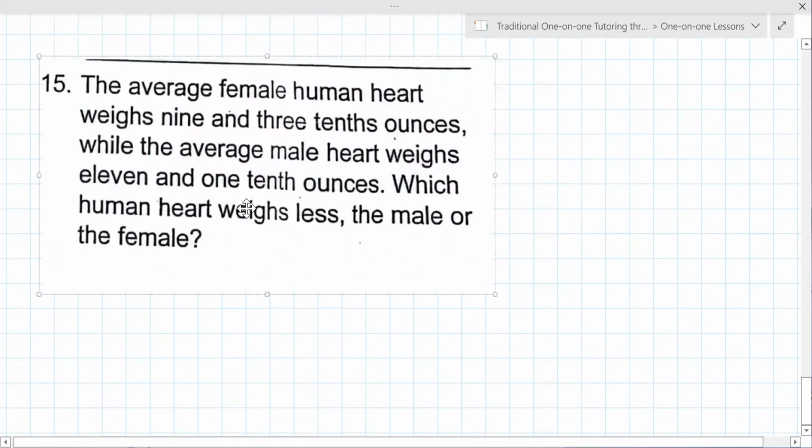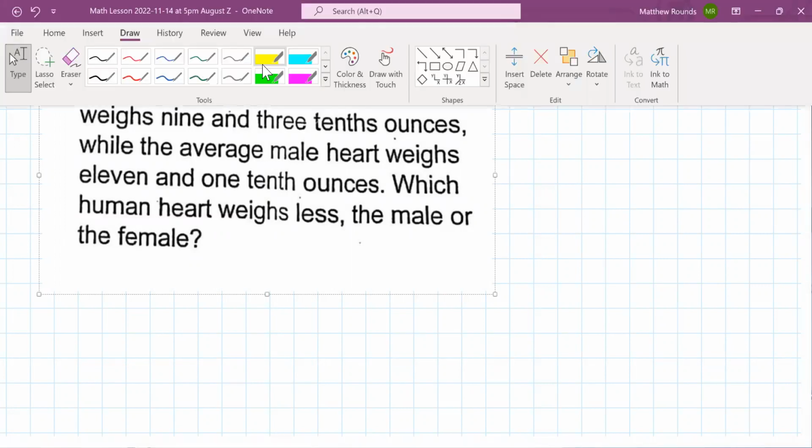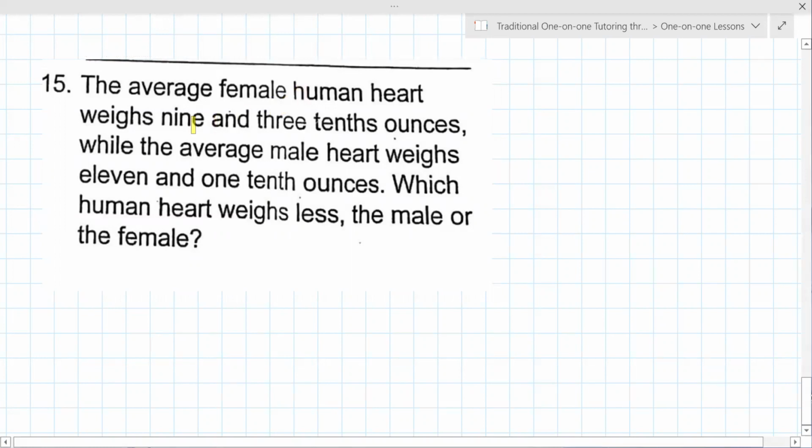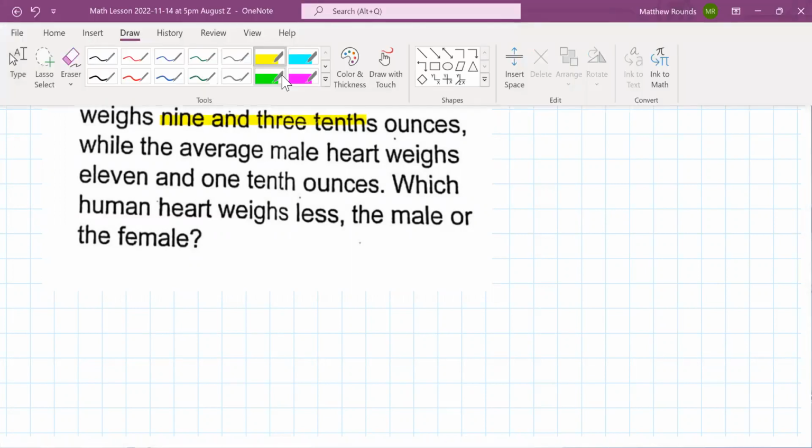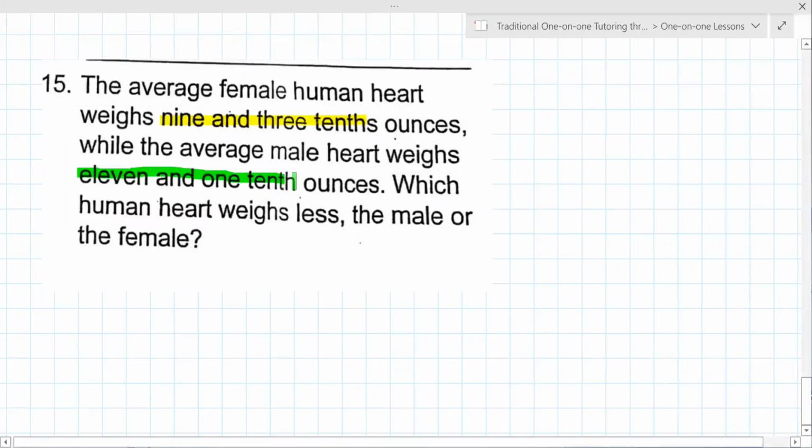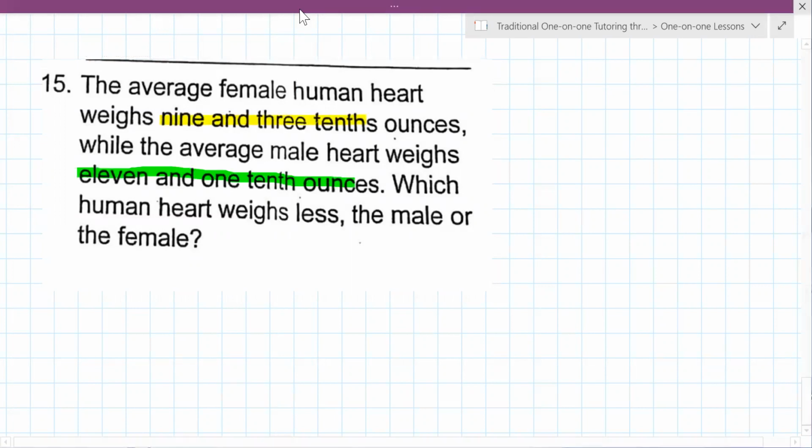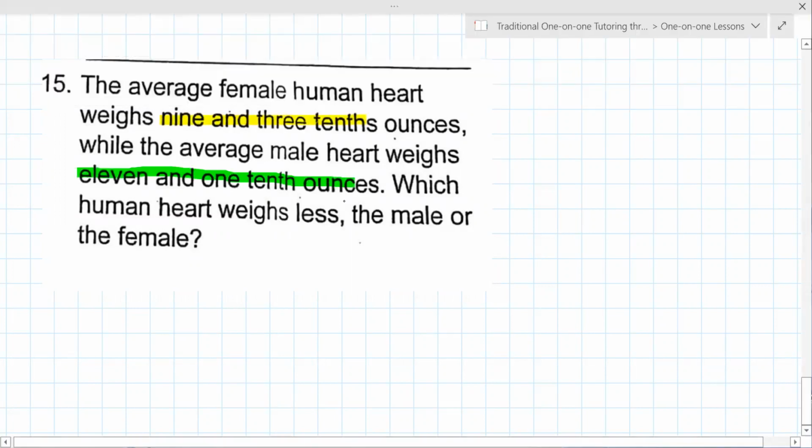Why don't you read this one out loud for us, please? The average female human heart weighs 9 3/10 ounces, while the average male heart weighs 11 1/10 ounces. Which human heart weighs less, the male or the female? Before you give me the answer though, let's make sure we can convert these. 9 3/10, and then the male is 11 1/10, which I actually didn't even know. I assumed they were closer, but maybe that makes sense. Could you give me those two decimals, please?